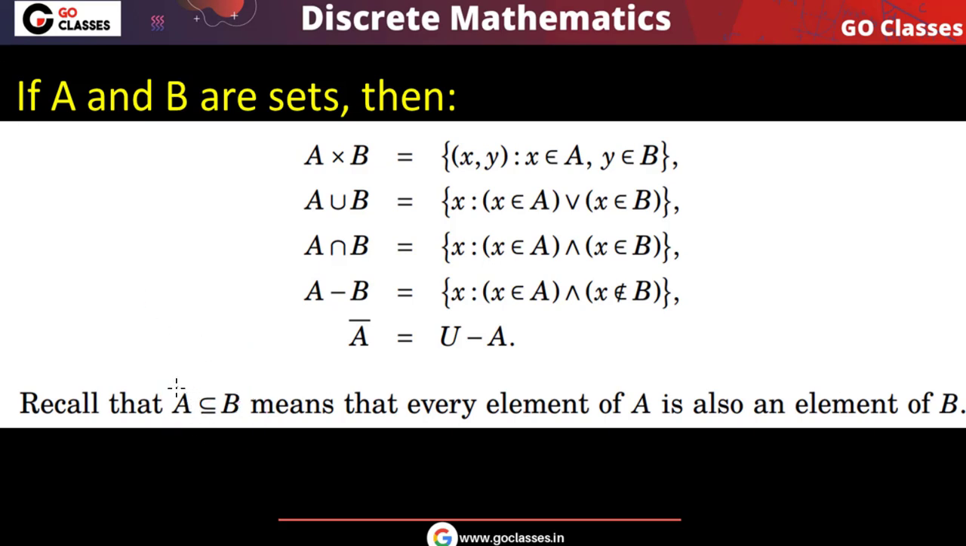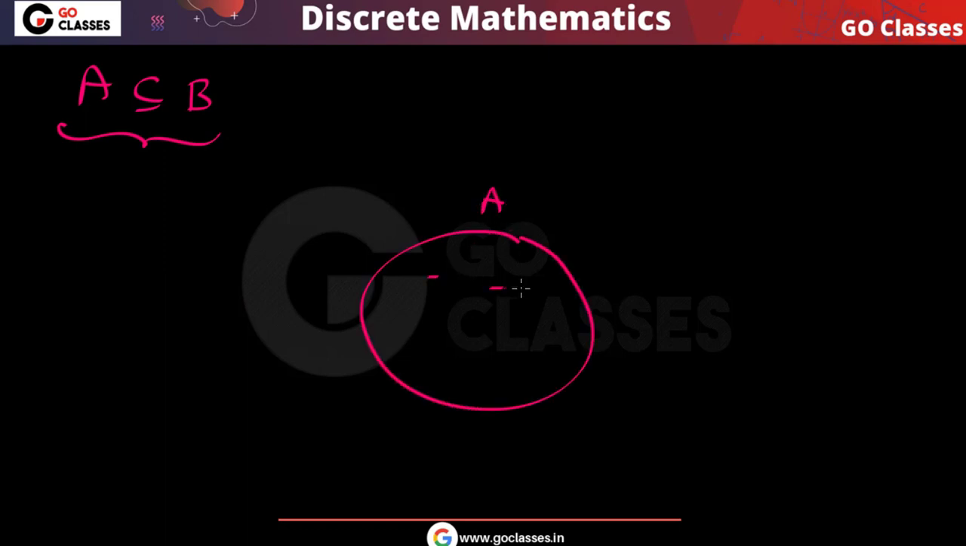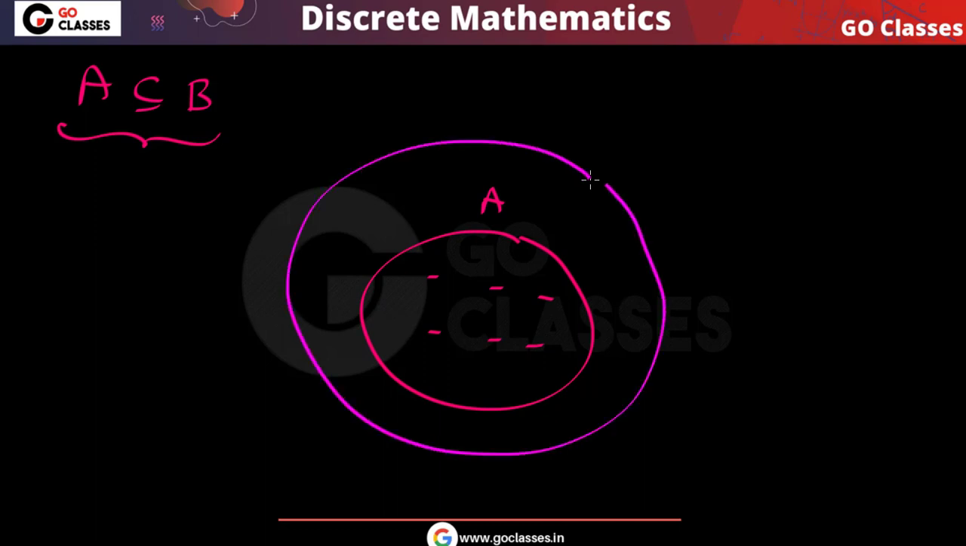This we have already seen, but let me give you a quick overview. A is a subset of B means every element of A is an element of B. This is very important. Remember, A is a subset of B means every element of A is an element of B. This is the definition. If these are the elements of A, then every element of A is also an element of B.